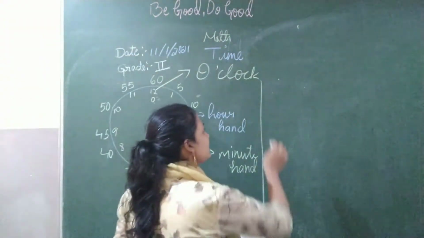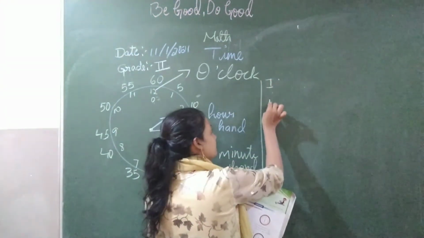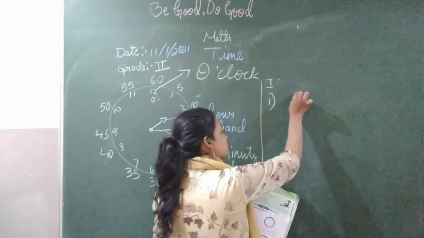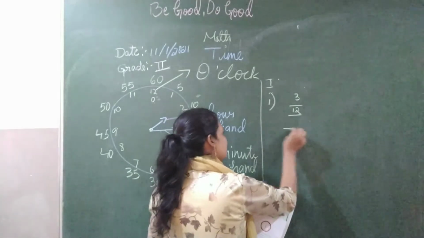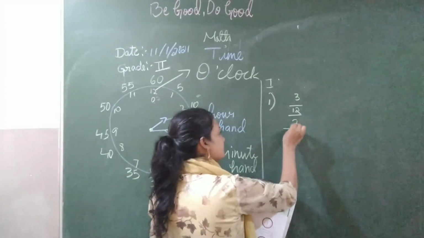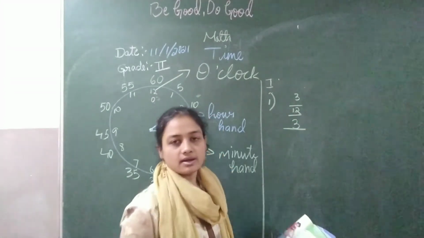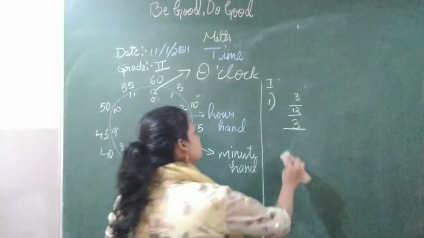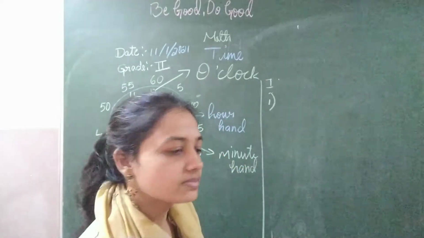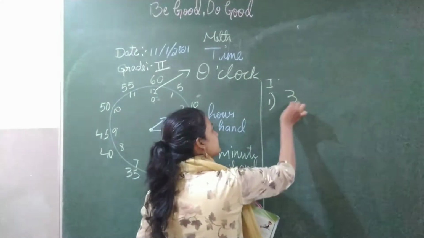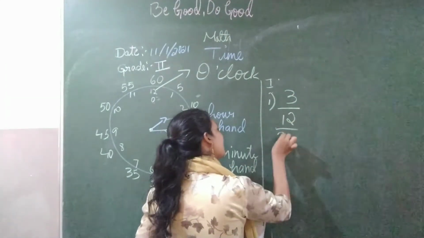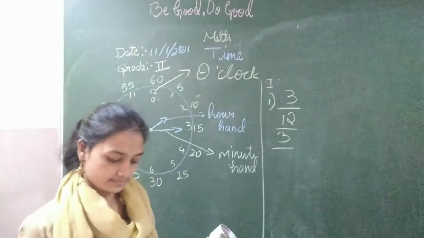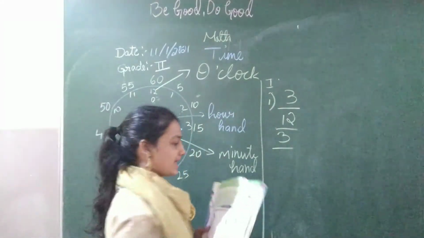So I write only the answers for you. First one, the first dash you will write 3, second dash you will write 12 and the third dash you will write 3. I will write it in bigger children for you. First one, first dash 3, second dash 12, third dash 3. This is the first one. Now let's go for the second one.